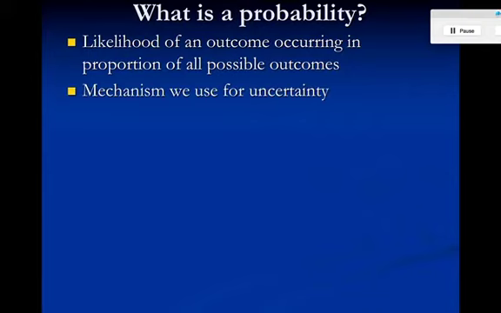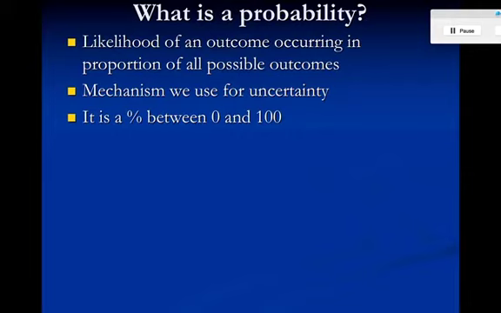We essentially use probability as a mechanism that we use for uncertainty. In other words, when we don't know what may potentially happen, we rely on the concept of probability to give us some idea of the potential certainty of a given event, which will also give you the uncertainty value in terms of the likelihood of other possible events occurring as well.